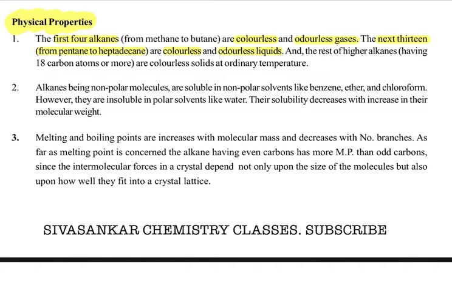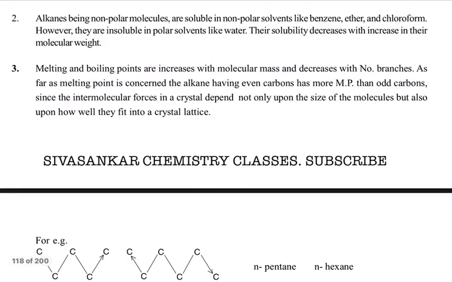That means C1 to C4 are gases, C5 to C17 are liquids, and the higher alkanes, C18 and above, are colorless solids at ordinary temperature. So C1 to C4 gases, C5 to C17 liquids, and C18 and plus are solids. This is one point. And next one is alkanes.